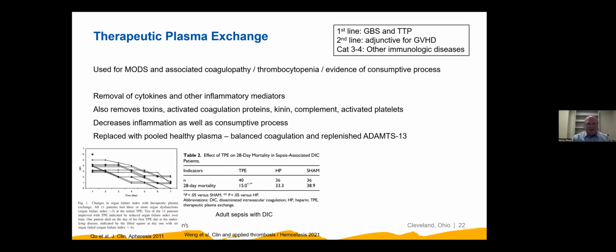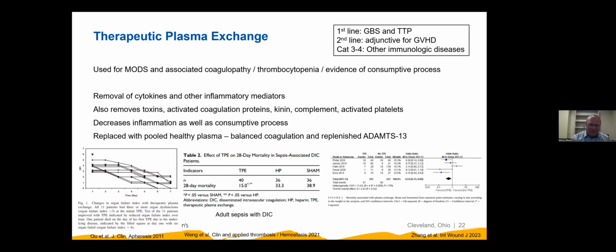We obviously use it as first line for TTP and often Guillain-Barré syndrome. It's used as a second line adjunctive for graft versus host syndrome, and there's several other autoinflammatory and immune-mediated diseases that we at least talk about, if not start to use plasma exchange. And again, there was a recent meta-analysis that just came out in 2023 that does show overall that there's likely a small or a significant but small benefit with mortality using therapeutic plasma exchange in adults.